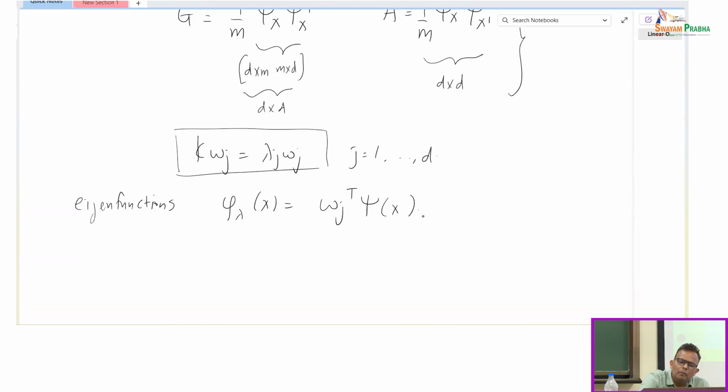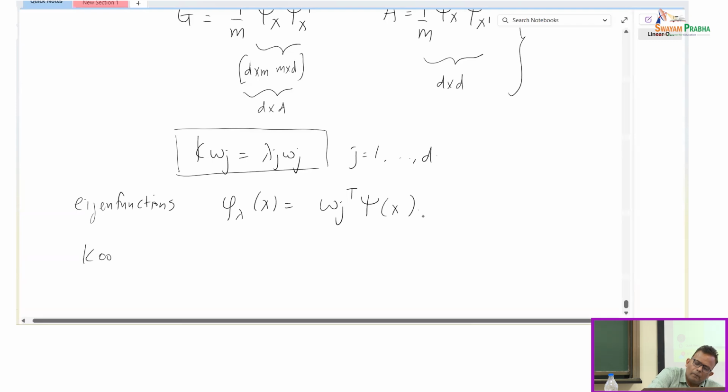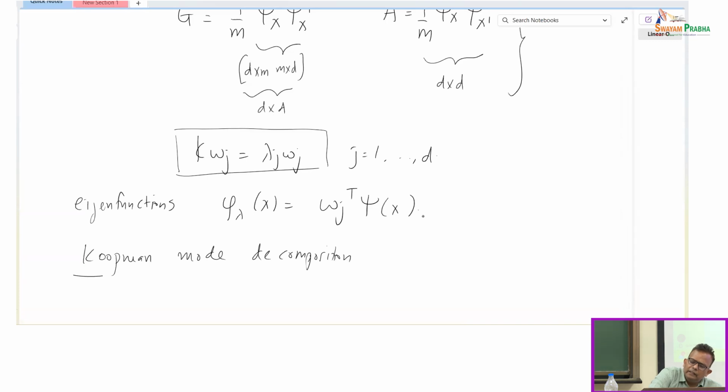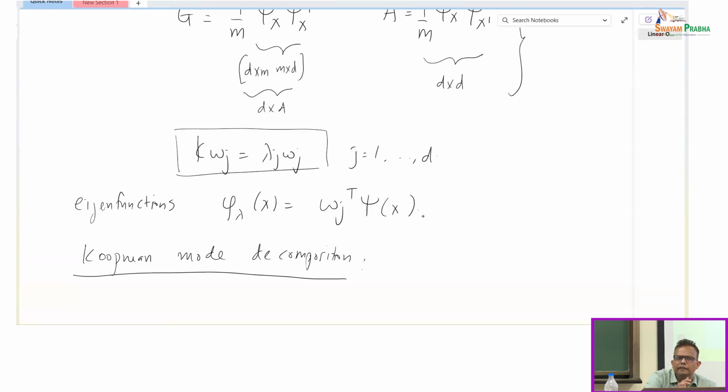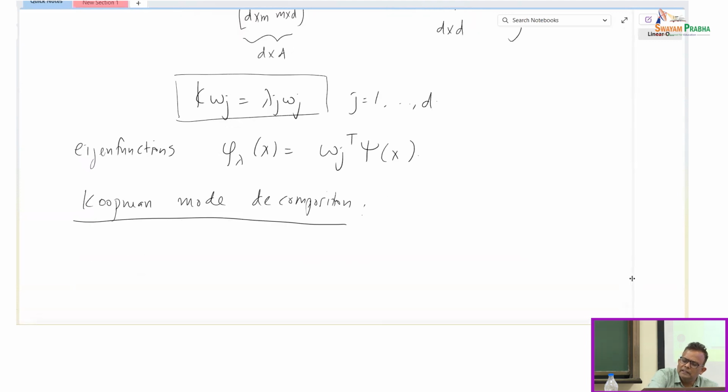So this will be the approximation eigenfunction using the eigenvalues and eigenvectors obtained from this finite dimensional K matrix. Now there is a concept called the Koopman mode decomposition. Some of you may have heard of this, some of you may not. So what is this Koopman mode decomposition? I think it's a fairly simple idea, but very powerful, because some of the applications I'm going to talk about can use this idea very effectively. Let me first talk about what Koopman mode decomposition is, and then I'll tell you what its use is.